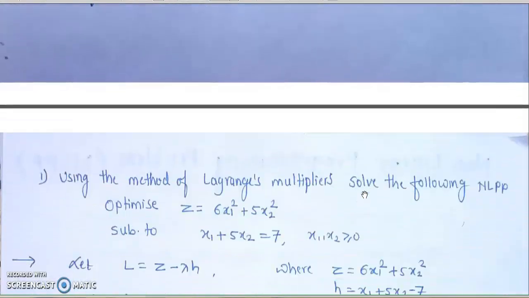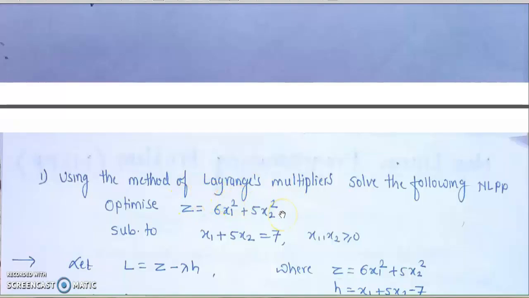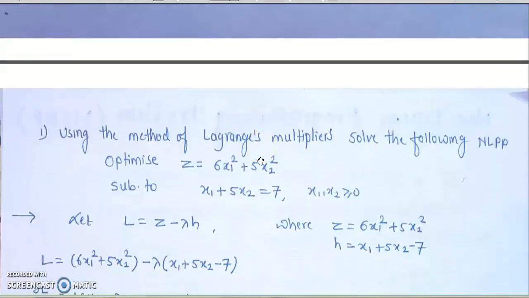Here we have some examples to fix the concept. Here is the first example. Using the method of Lagrange's multiplier, solve the following NLPP. Optimize z equal to 6x1 square plus 5x2 square. See here friends, x1 and x2 are squared and that's why it is non-linear. Subject to x1 plus 5x2 equal to 7. So this is the one constraint, which is of equality type, and hence the method name is Lagrange's. If it is an inequality, we have another method to solve, that is the Kuhn-Tucker conditions. Let's go through Lagrange's method.